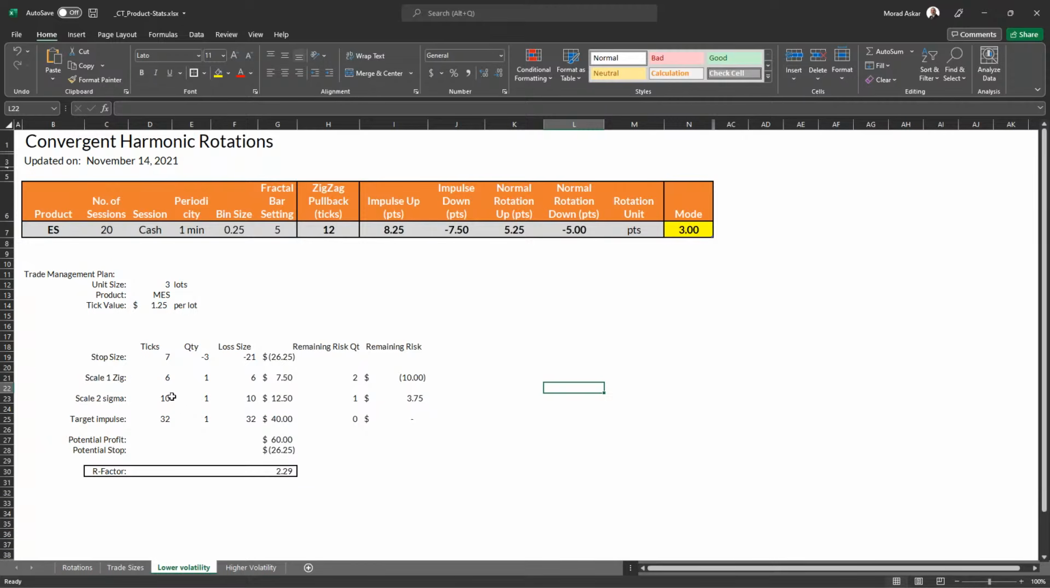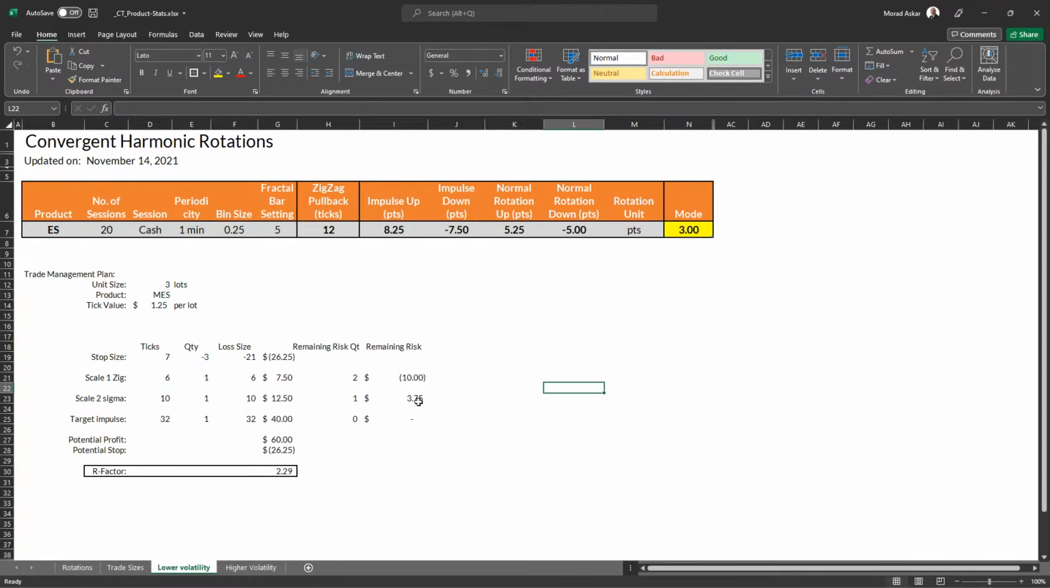I get to my second scale out. Let's call it 10 ticks. Again, I won't go over why it's 10 ticks, but we got to 10 ticks on this trade, which is based on the harmonic rotations, and we took one contract off. The amount gained is 10 ticks. It's worth $12.50, and I have one lot left. So I've gotten 7.5, 12.5.